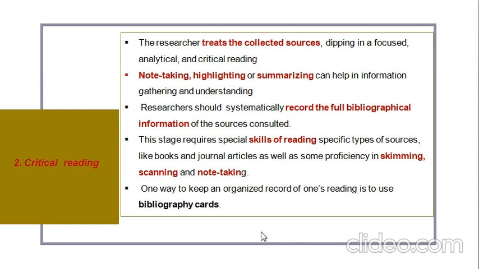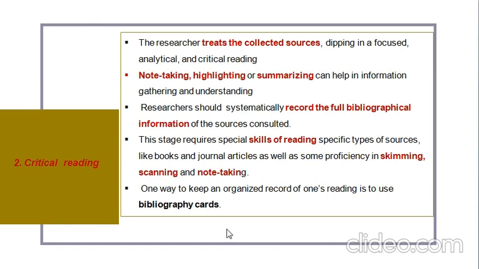An important additional skill in this stage is note-taking. Notes are very important. While reading, the researcher should take notes. The notes can appear in the form of quotations, they can appear in the form of paraphrasing, and sometimes we have summary notes.